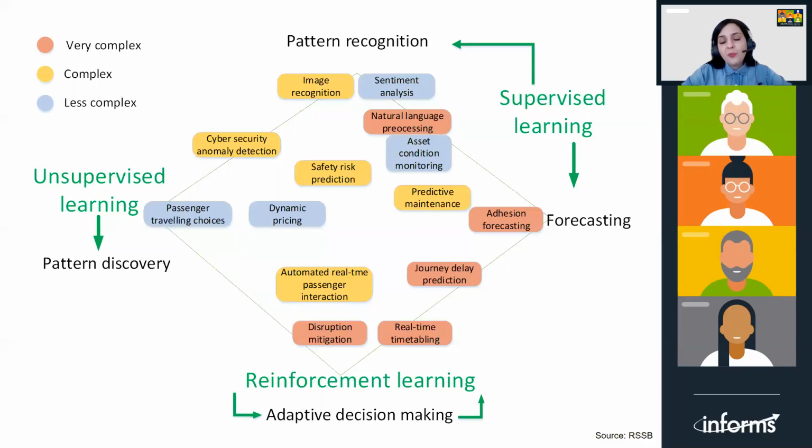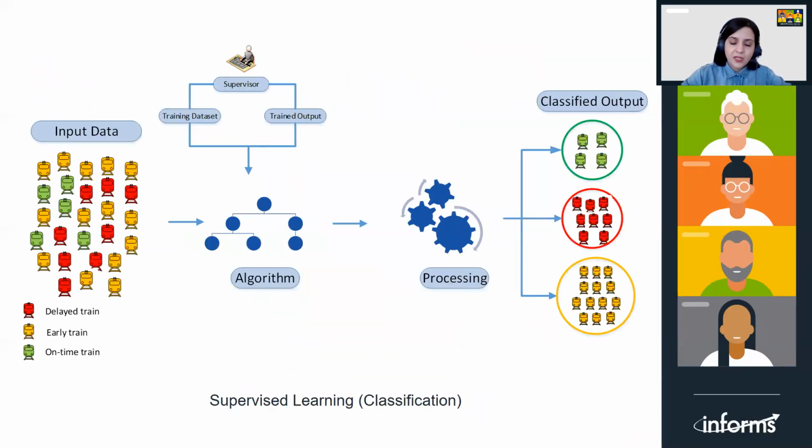Problems such as disruption mitigation, real-time scheduling, and journey delay prediction are very complex problems that can be dealt with reinforcement learning. Our problem, which is departure prediction, is a sort of forecasting problem that can be solved by supervised learning methods. In Swedish railways, the departures from the yards can be classified into three classes: delayed departures, on-time departures, and even early departures. Early departing is a common practice in Swedish railways in order to offset all other delays that might be encountered by the freight trains during their journey.